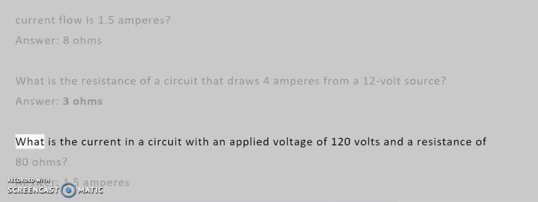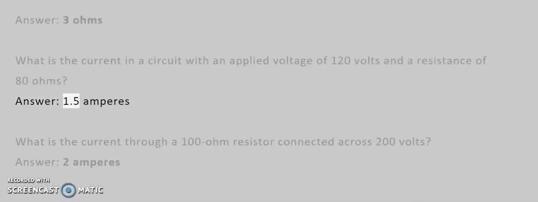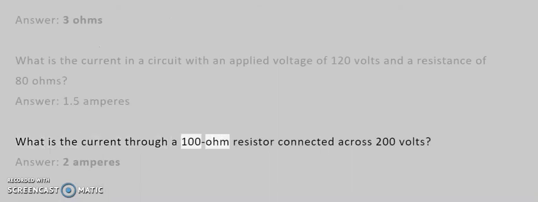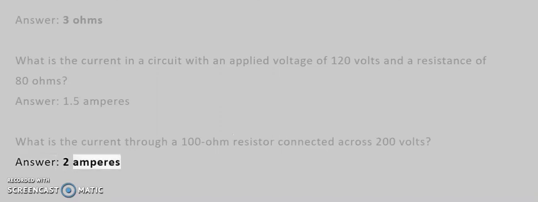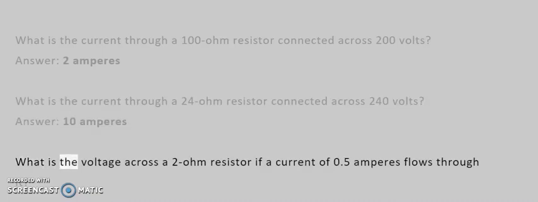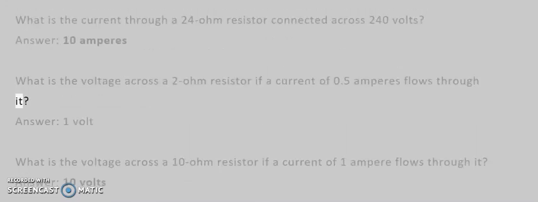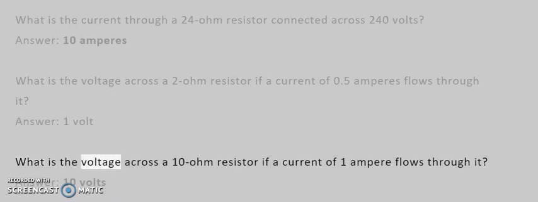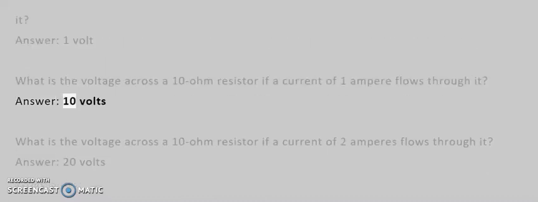Answer, 3 ohms. What is the current in a circuit with an applied voltage of 120 volts and a resistance of 80 ohms? Answer, 1.5 amperes. What is the current through a 100 ohm resistor connected across 200 volts? Answer, 2 amperes. What is the current through a 24 ohm resistor connected across 240 volts? Answer, 10 amperes. What is the voltage across a 2 ohm resistor if a current of 0.5 amperes flows through it? Answer, 1 volt.